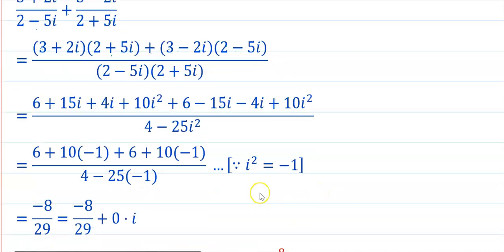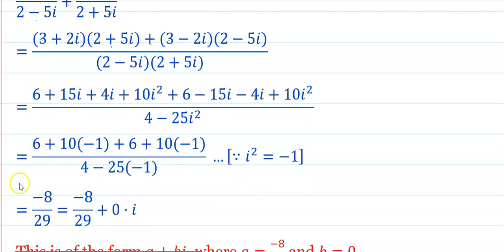Okay. Now the next simplification. This is the 6. Okay. Again here 10i square. i square is minus 1. Okay. 10 into minus 1. Next. Here is a plus 6. What about here? Plus 15i minus 15i get cancelled. Plus 4i minus 4i get cancelled. Okay. Next. 10i square, 10 into minus 1. 6 plus 6, okay, that is 12. Minus 10 minus 10, minus 20, and plus 12. Okay, plus 12 minus 20, you are getting minus 8.